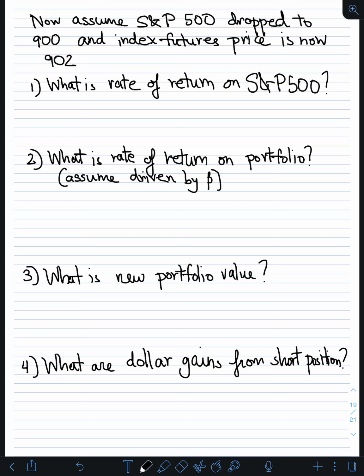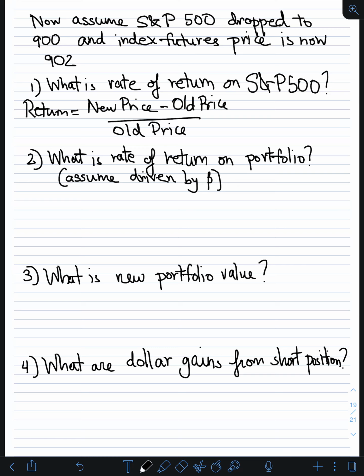Okay, so it says, what is the rate of return on the S&P 500? So a return is always the new price minus the old price divided by the old price. If we do that, we get 900 minus 1,000 divided by 1,000, which is minus 0.1. Which is the same thing as minus 10%.